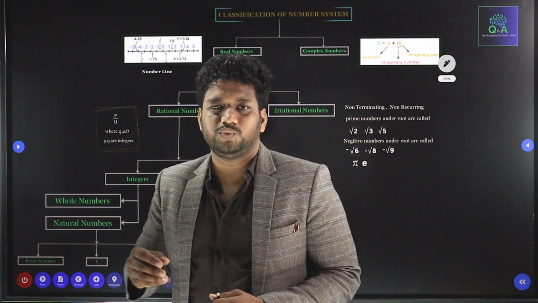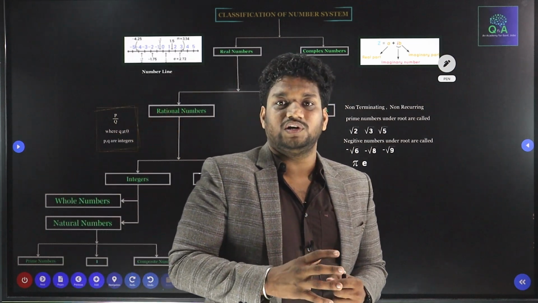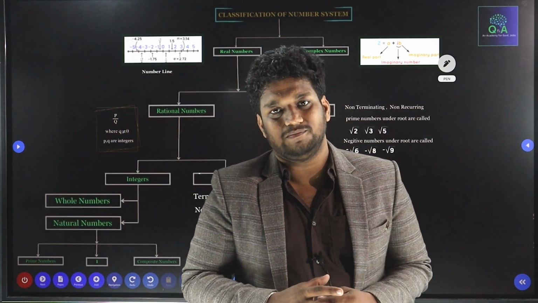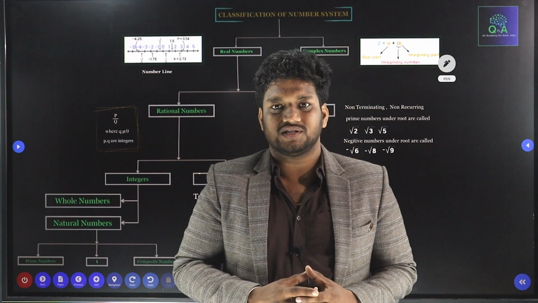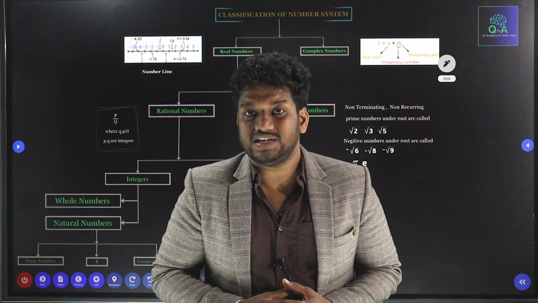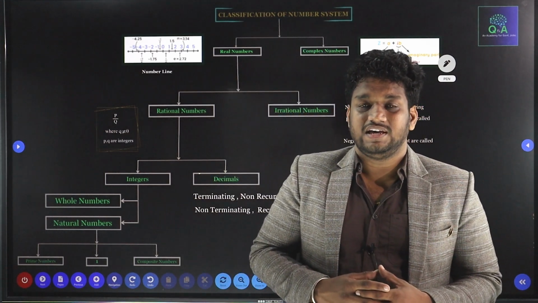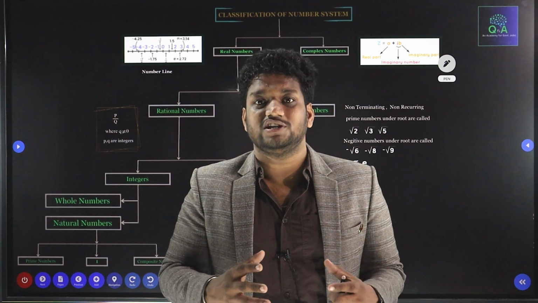Whatever numbers we can represent on a number line are considered real numbers. Then what are complex numbers? Complex numbers are numbers in the form z = a + ib. Here, i is an imaginary number.